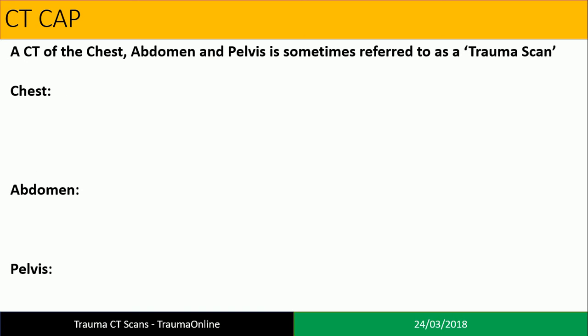So then you have your CT CAP, sometimes referred to as a trauma scan or CT chest, abdomen, pelvis. And this is what's performed on most trauma patients, particularly if they've received a blunt injury, as this will give a quick, almost top-to-toe view of what's going on inside the body.